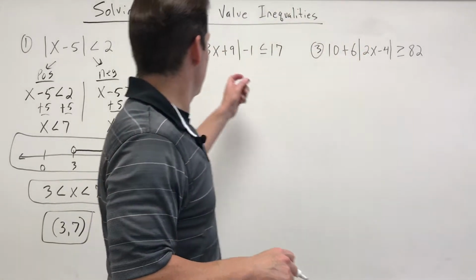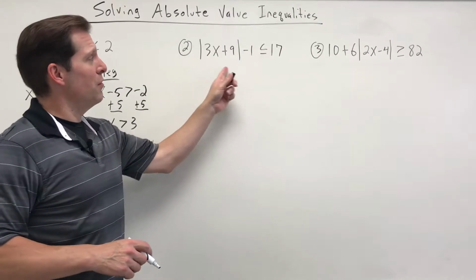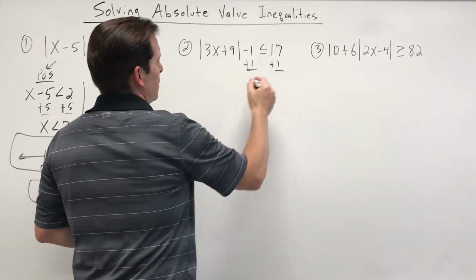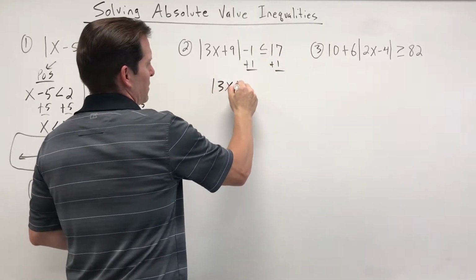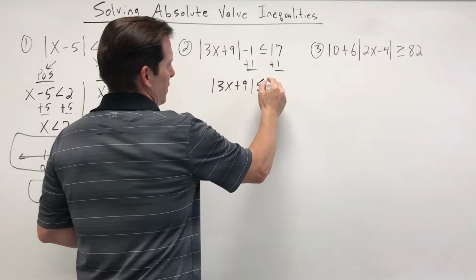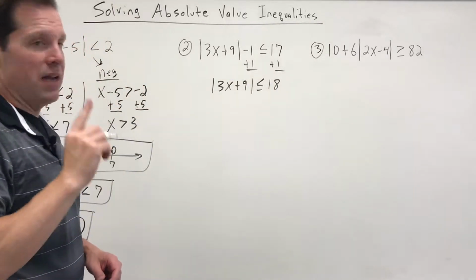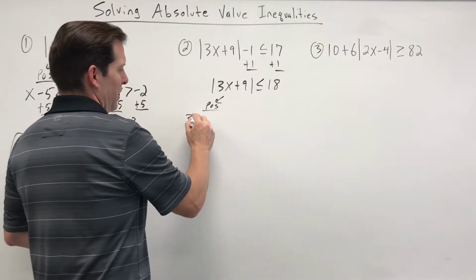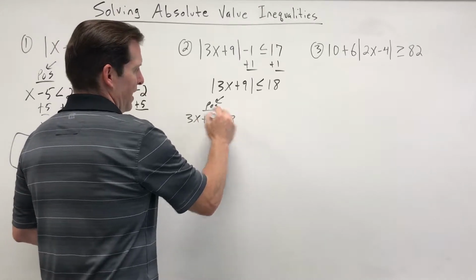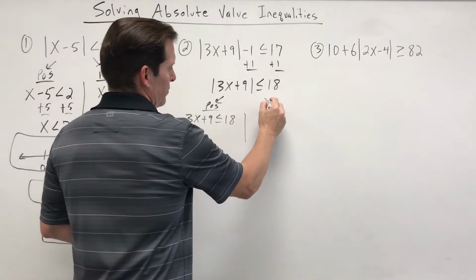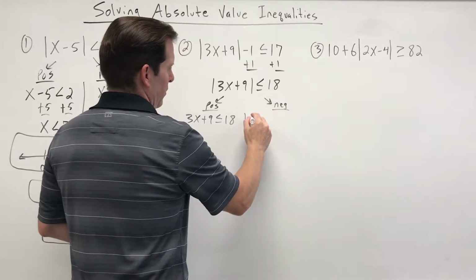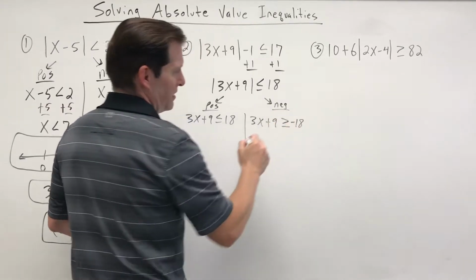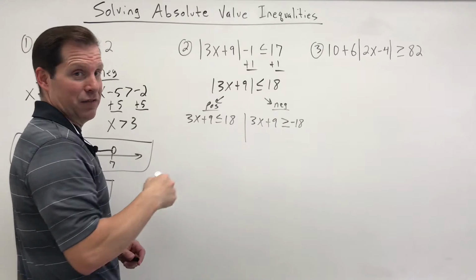Okay. So let's take a look at number 2 here. So we don't have the absolute value isolated, so we got to do that first. So we're going to go ahead and add 1. So that's going to give us the absolute value of 3x plus 9 is less than or equal to 18. Now I can go ahead and set up my positive and my negative case. So for the positive, I get 3x plus 9 is less than or equal to 18. And then for my negative, I get 3x plus 9 is now greater than or equal to negative 18. Remember, you got to change the sign, and then you got to flip the inequality.